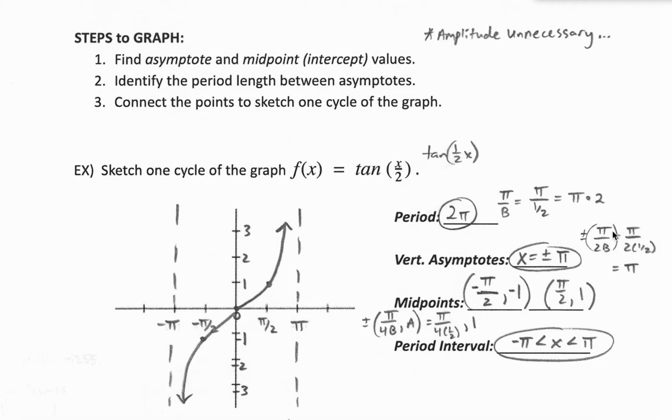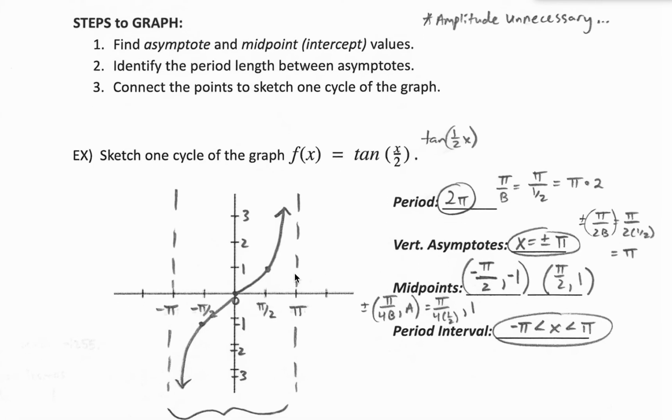You could use that equation pi over 2b to get that as well. b being 1/2, 2 times 1/2 is 1, so pi is your vertical asymptote. Make sure you put it on the right and the left side.